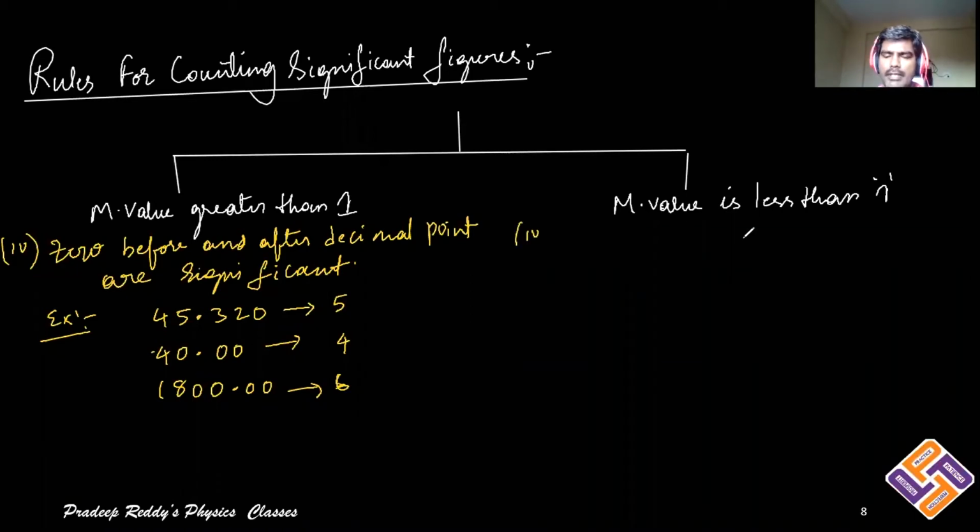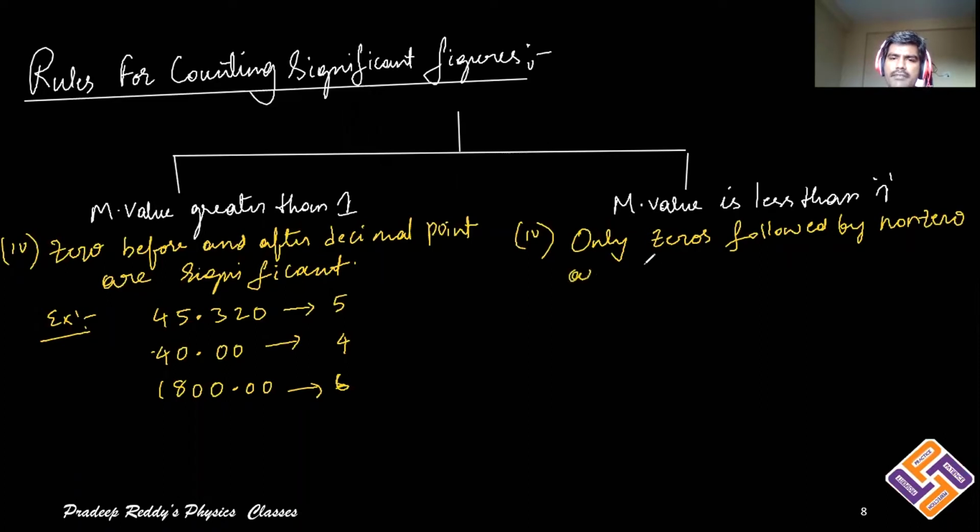Next, rule 4, coming to less than 1. Only zeros followed by non-zeros are significant after the decimal point. Let me take one example.